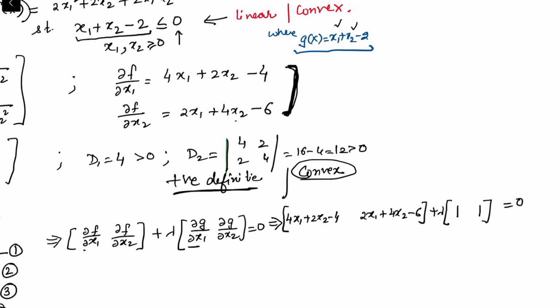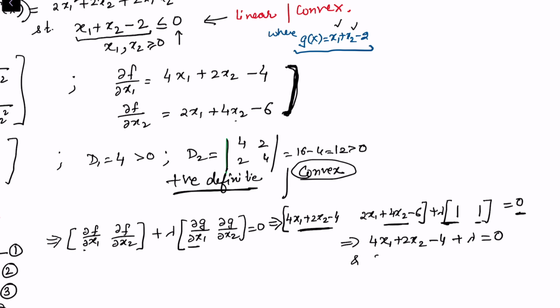Now if we look at it coordinate wise, or position wise, the first term should be equal to 0 in the matrix form. So this will give us two equations: 4x1 plus 2x2 minus 4 plus lambda equal to 0. And also from the second term, when I equate the second term, considering this is 0, which means it is a 0 matrix.